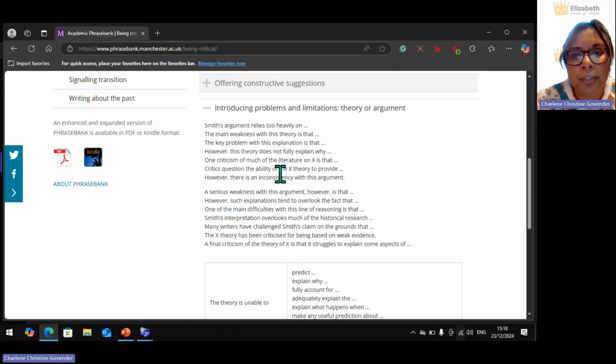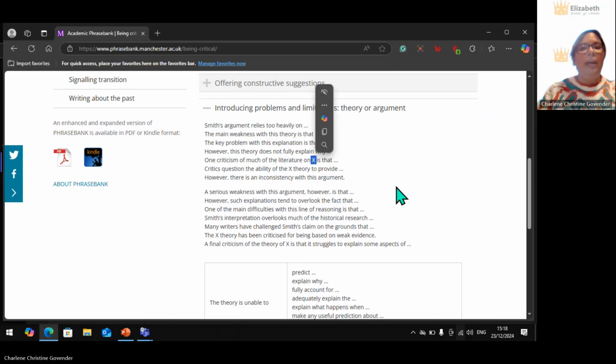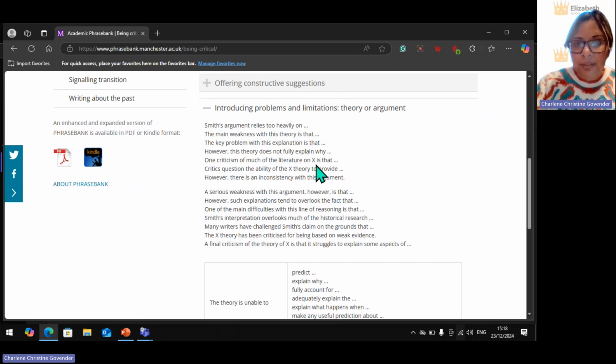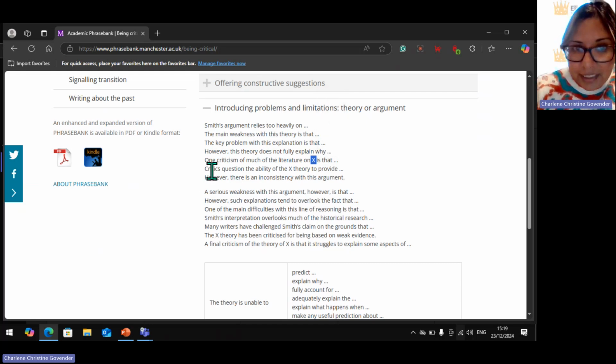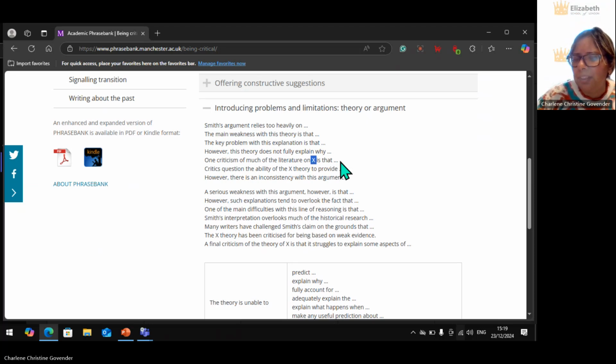Now, you may also see an X, and you'd be like, Christine, why is there an X in there? I'm not sure what's going on. However, if you see this X, it is simply a placeholder of a topic. So if we were to read your academic phrase, it says one criticism of much of the literature is on X.